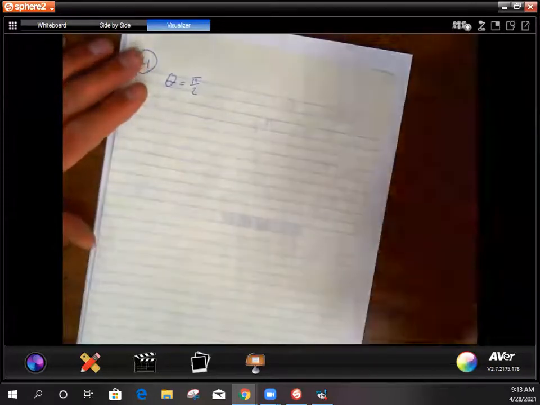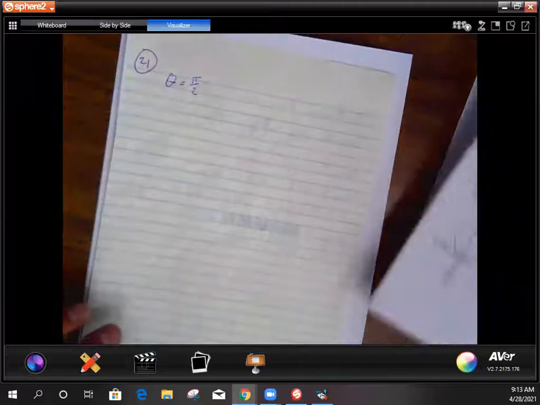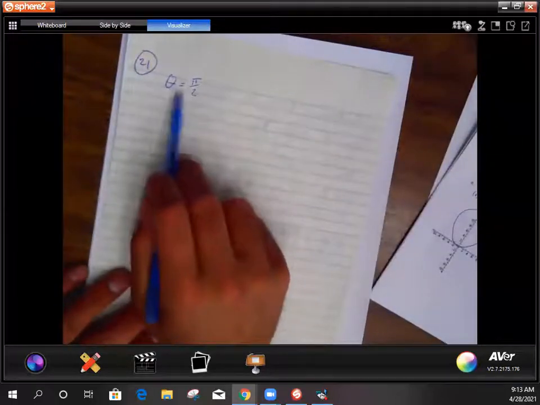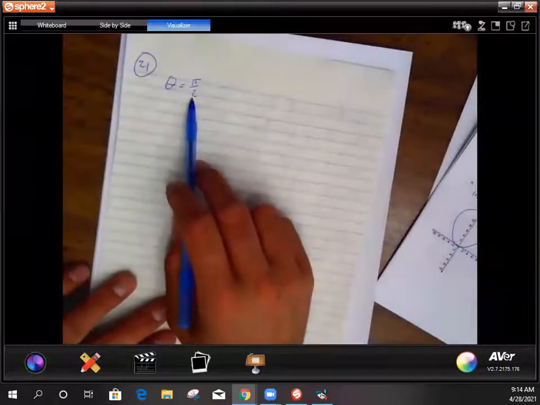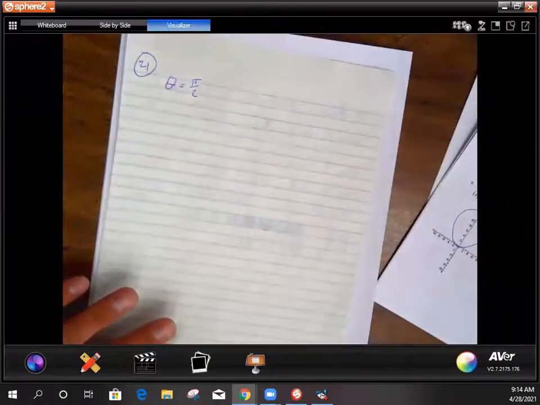So now, how would you do one like this where you're given just theta equals an angle in radians and nothing in terms of r?